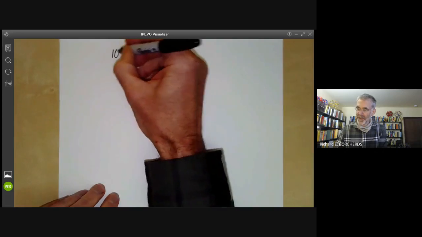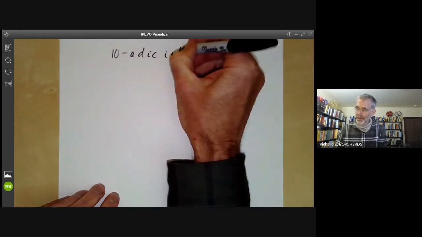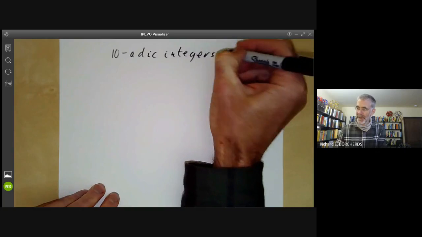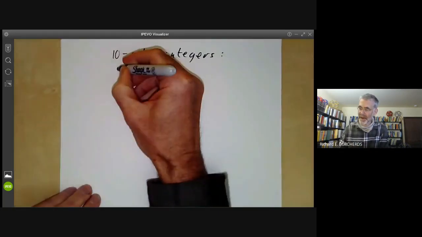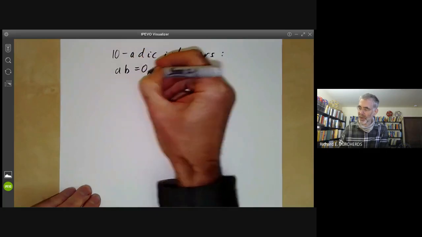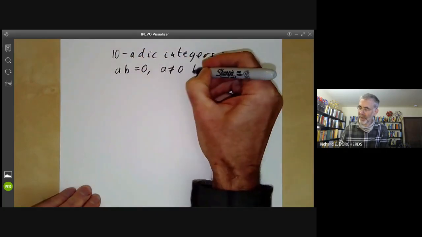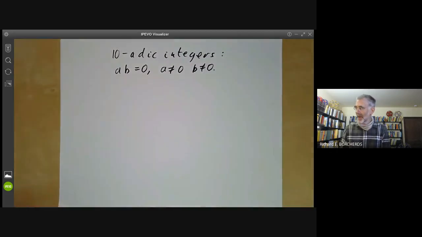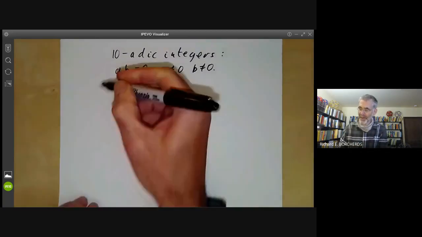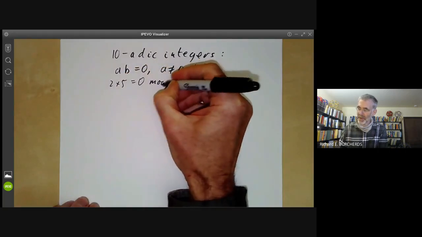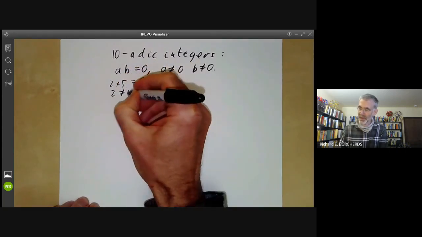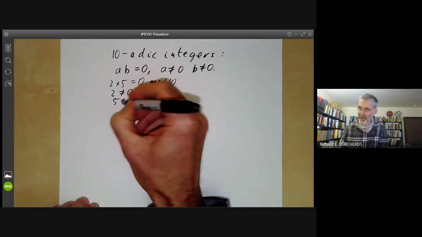So at the end of the first part of the talk, we were talking about a problem with 10-adic integers. You remember, with 10-adic integers, we could find two numbers A and B so that AB was equal to naught, but A was not equal to naught and B was not equal to naught. And this is really rather a problem. It arises from the fact that 10 is not prime. So we have 2 times 5 equals naught modulo 10, but 2 is not equal to naught modulo 10, and 5 is not equal to naught.